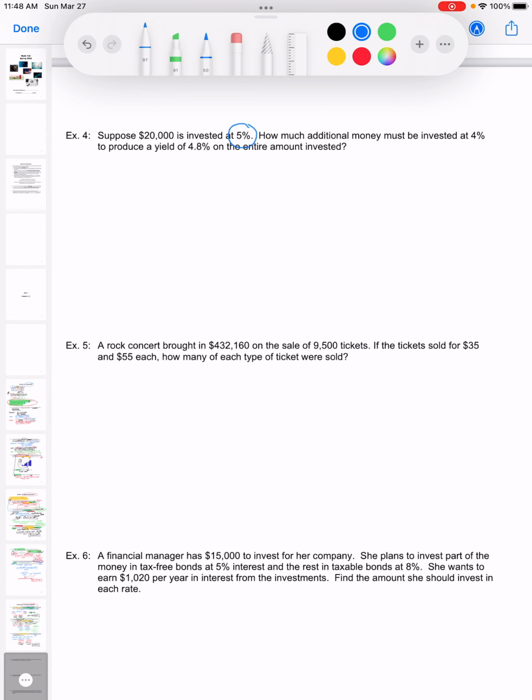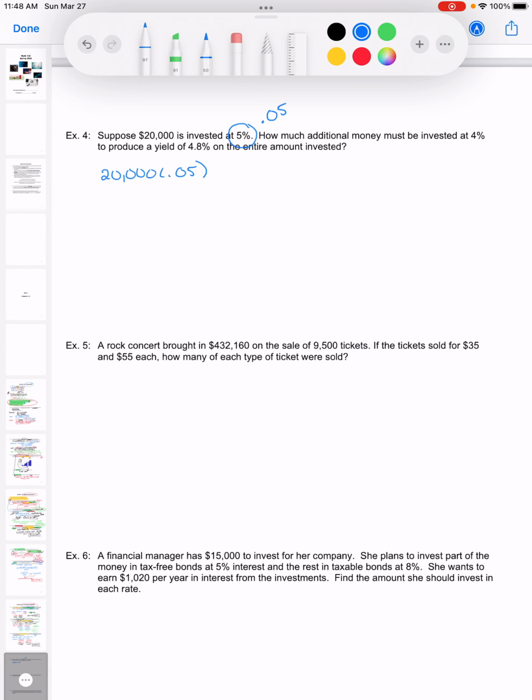All right, so this first one, we're investing $20,000 at 5%. So these percents, I'm going to change to decimals. And from all of these, we're going to see that we're going to be multiplying our money times something. So in this case, we're going to be multiplying the money times that percent. So $20,000 times 0.05.